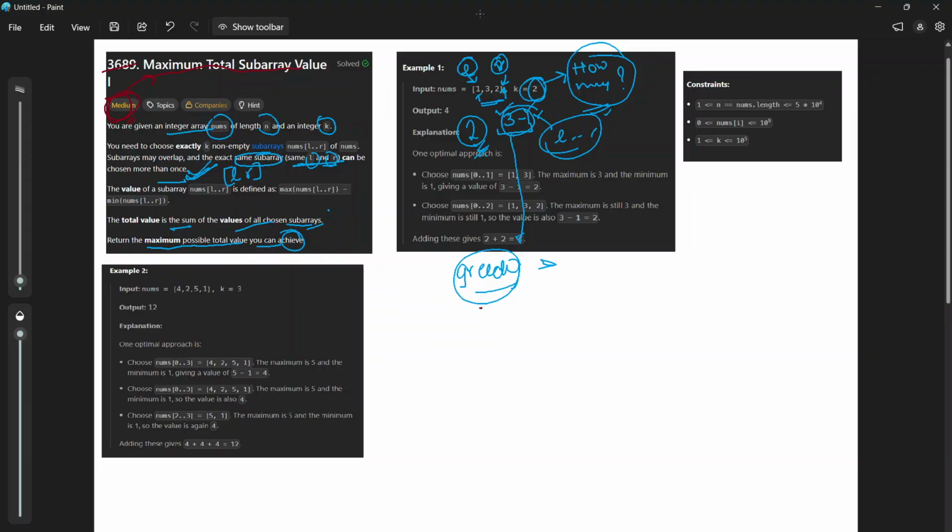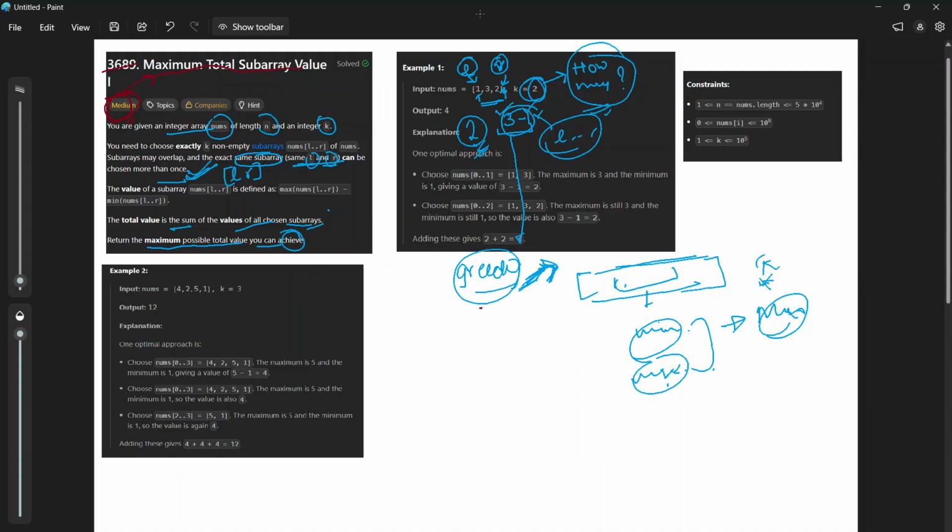If we are going to follow this greedy approach, what should be our mindset, how are we going to tackle this? So if we are thinking of a greedy solution, I will find some subarray in which I can get a minimum and a maximum element such that the difference of both of them is the maximum, and I will multiply it with our k.